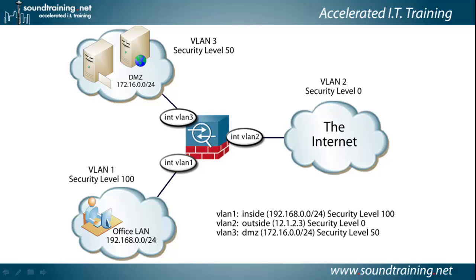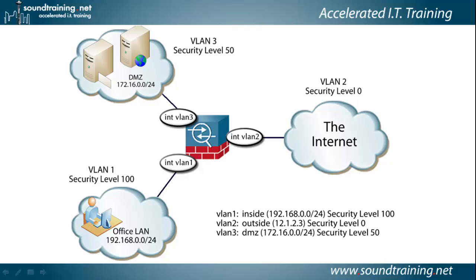If you take a look at the diagram, you'll see what I'm talking about. Our office LAN has a security level of 100. The Internet has a security level of 0. You can initiate a connection from the office LAN to the Internet, relatively unimpeded, but not the other way around. You can't initiate a connection from the Internet to the office LAN. Same thing going to the DMZ. The DMZ can initiate a connection to the Internet. The office LAN can initiate a connection to the DMZ, but not the other way around.